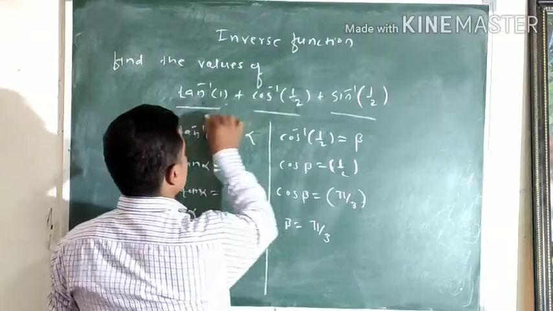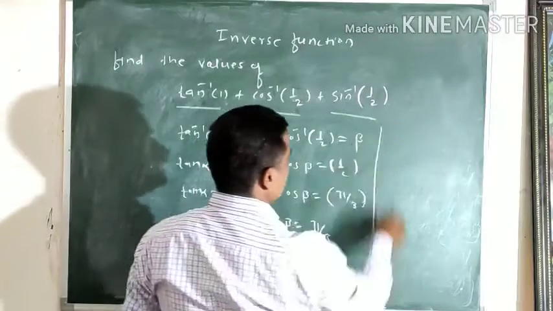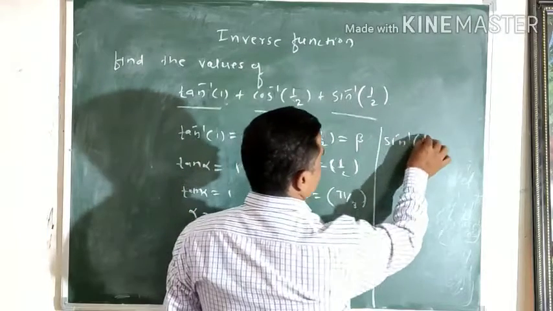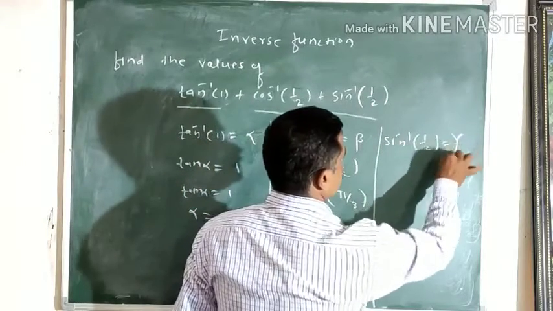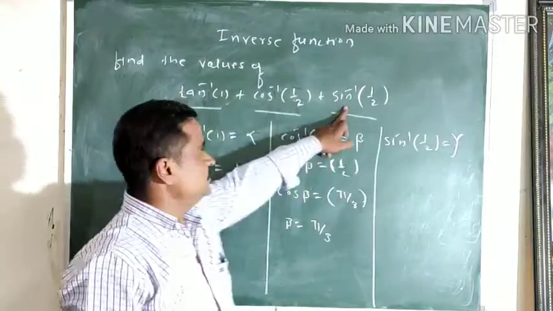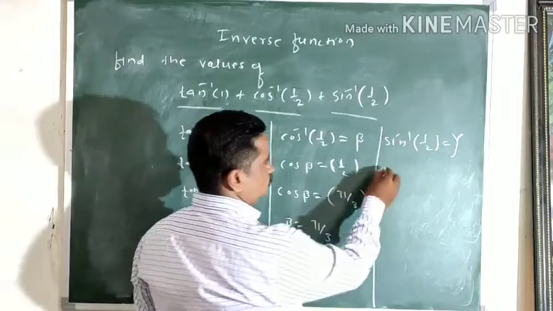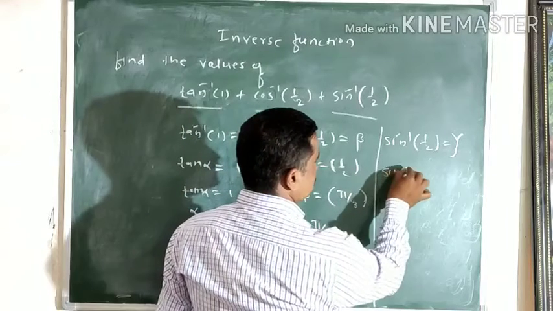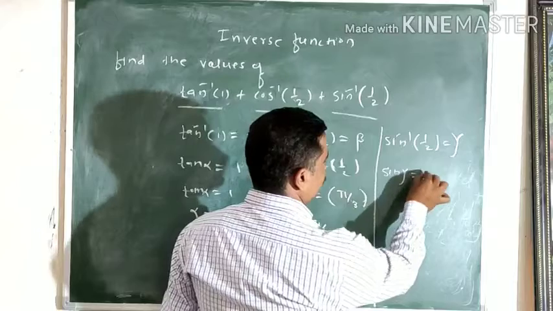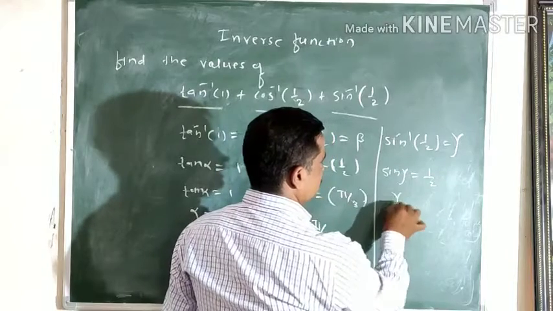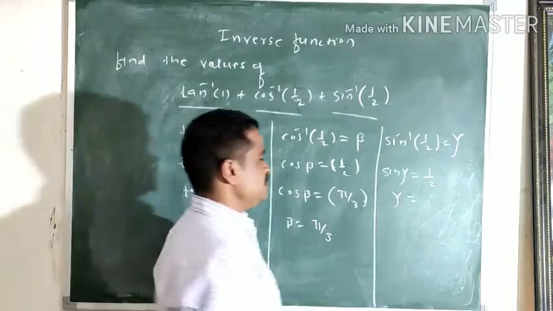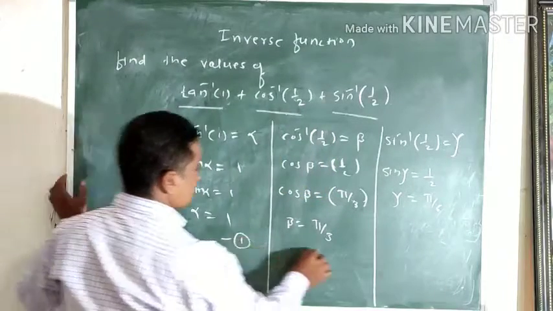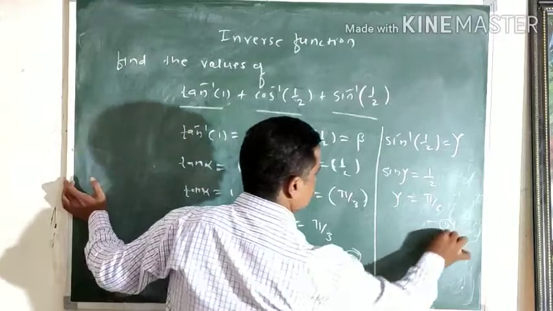Similarly, consider the third function: sin inverse of 1 half equals gamma. That means sin gamma equals 1 half, so gamma equals pi by 6. Consider these as equation number 1, 2 and 3.